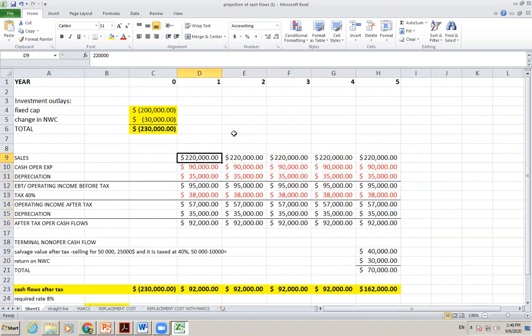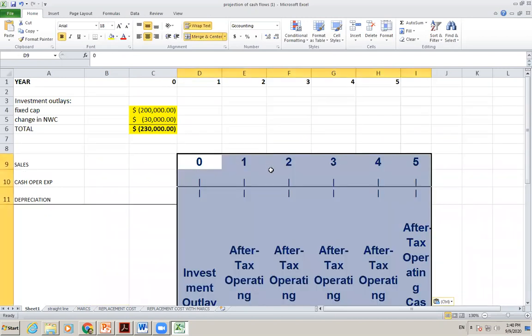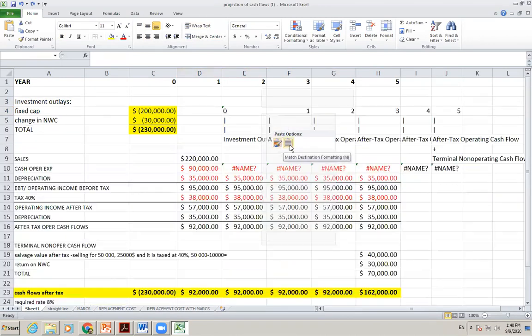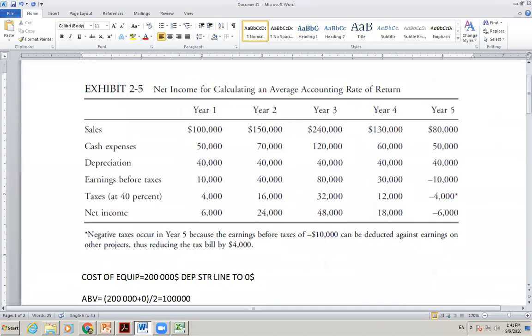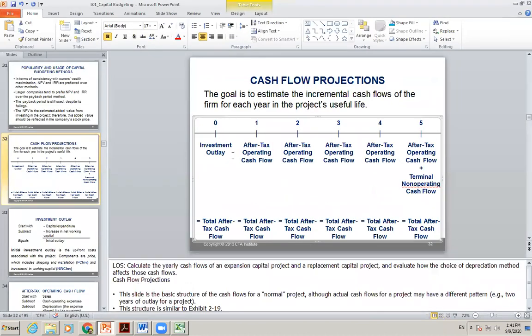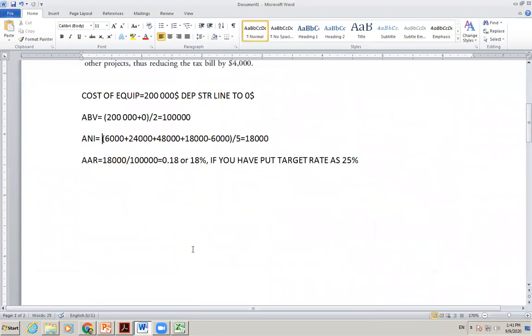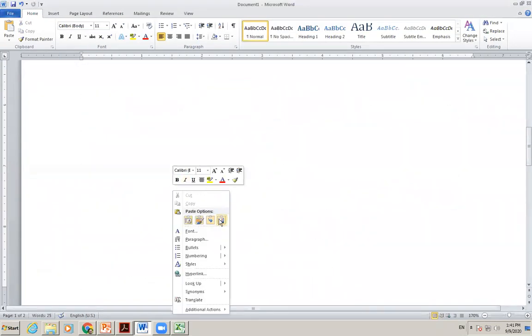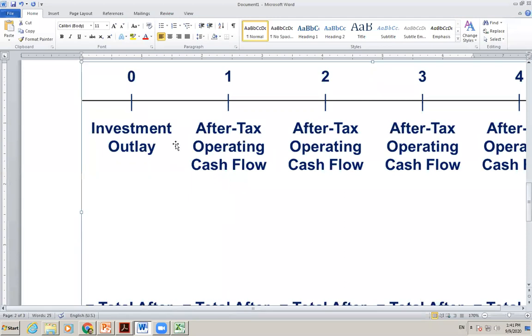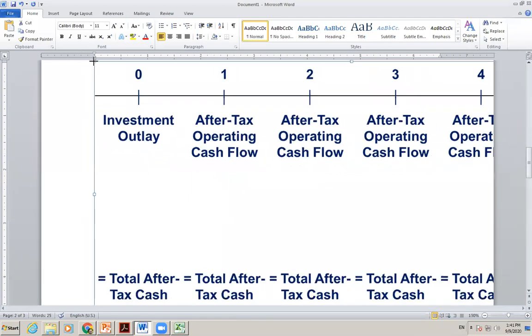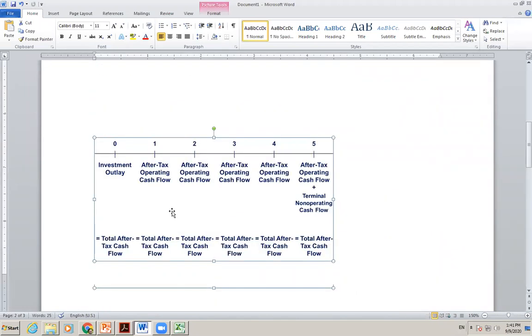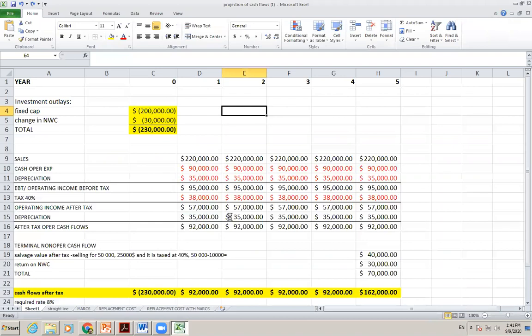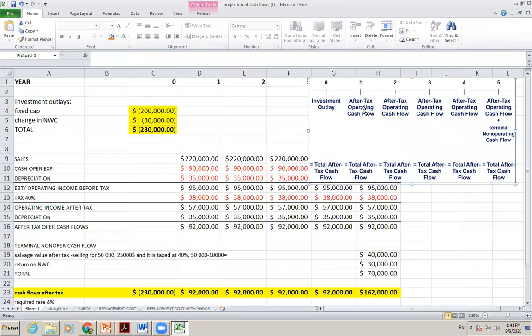Now, I'm going to put it here. Oops. Let me make it like this. Where was it? I want to take to the Excel side, just wanted to compare, to show you.